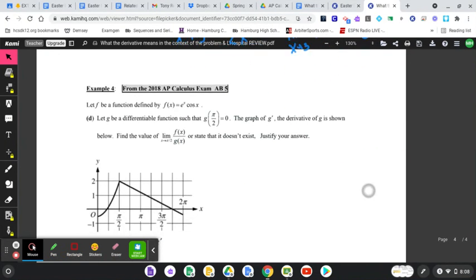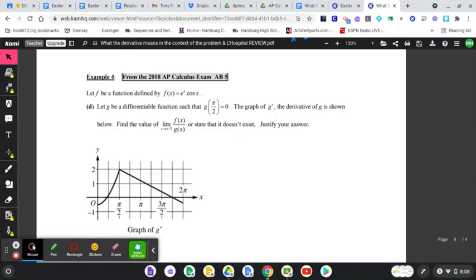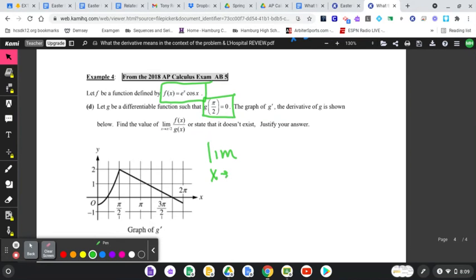And I've got one last question from a more recent exam. This is from the 2018 exam, question 5. So last question here, they give us f of x, they give me something about g, and they want us to take this limit. So again, I'm just anticipating L'Hopital on all limit questions. Not that it's going to be, but I'm going to anticipate it. So I'm just going to write each one separately.